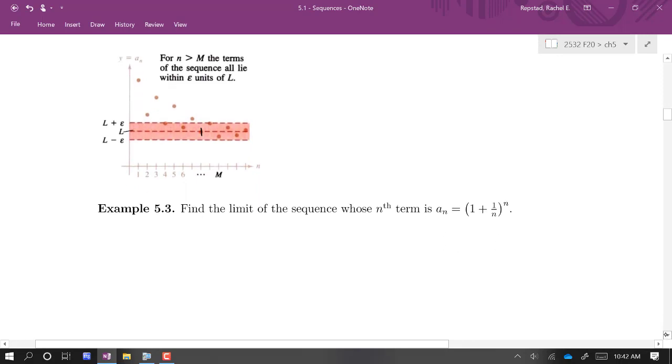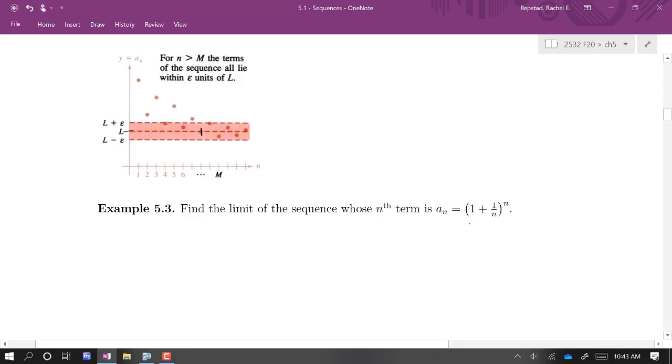In example 5.3, we're going to find a limit. It says find the limit of the sequence whose nth term is given by a sub n is 1 plus 1 over n, all raised to the n power. Now, it looks like maybe they're suggesting that this sequence does in fact converge. Some sequences don't. Not every sequence converges.